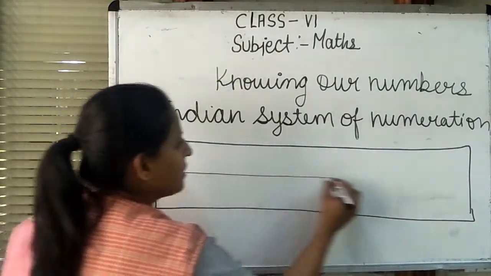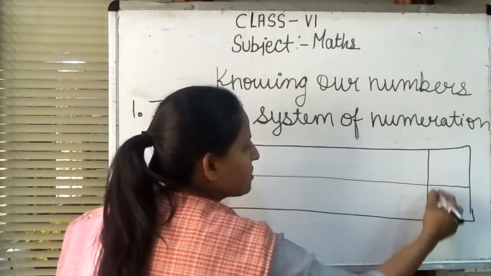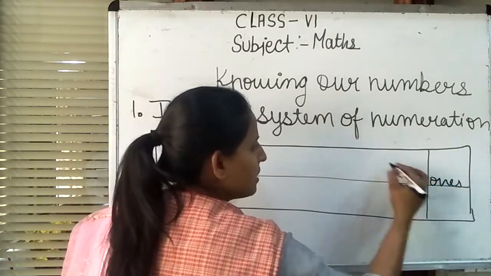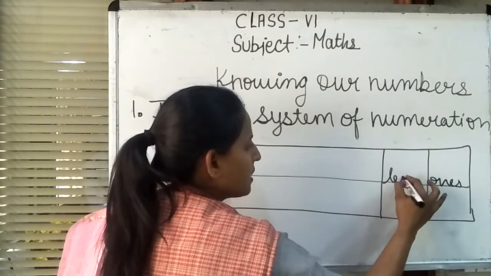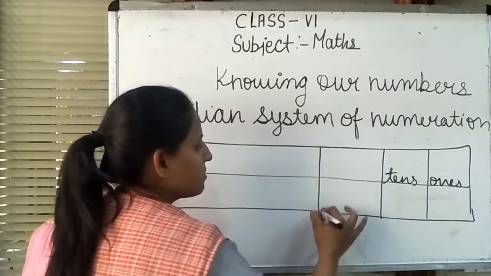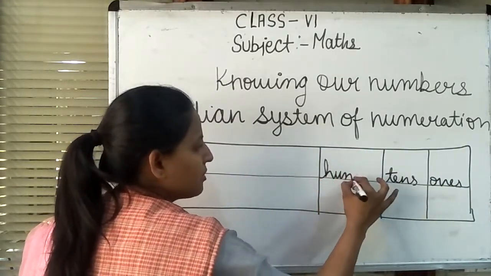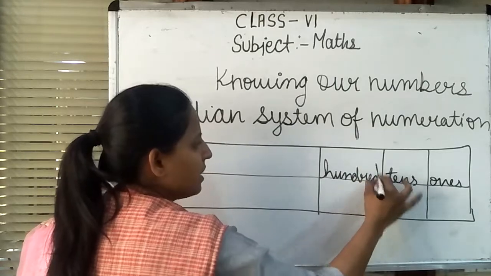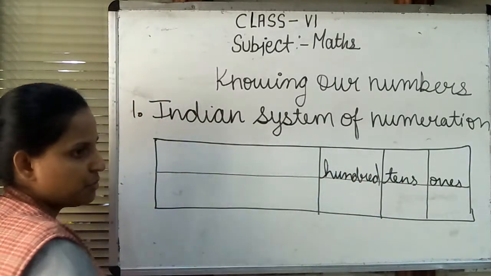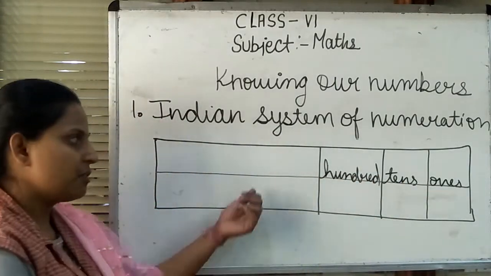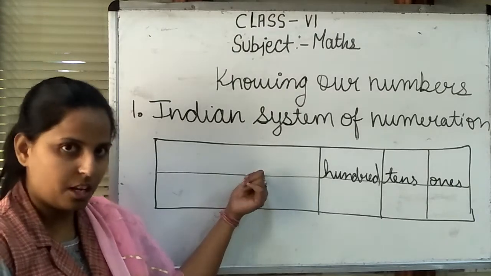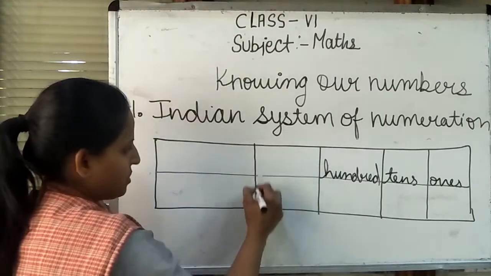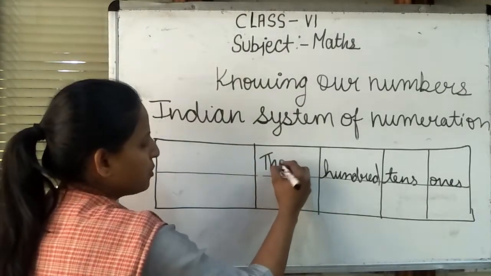Now I have a table, like the 3-digit number is easy to write: the ones, after ones we have the tens, after tens we have the hundreds. The 3-digit number is easy to write. After hundreds we move to the 4-digit number, and in the 4-digit number we use a thousand term. But the thousand box is divided into 2 parts.